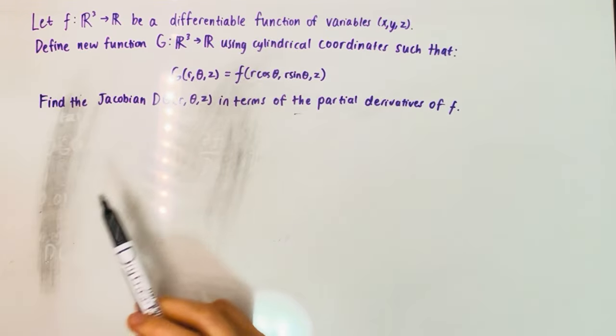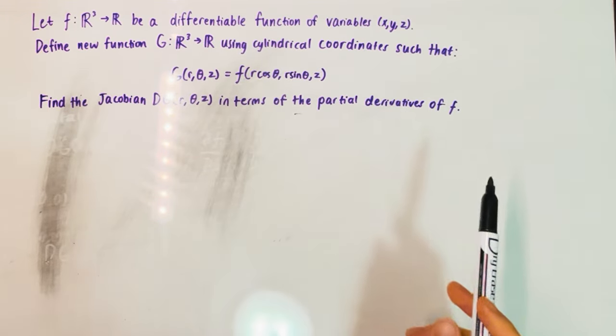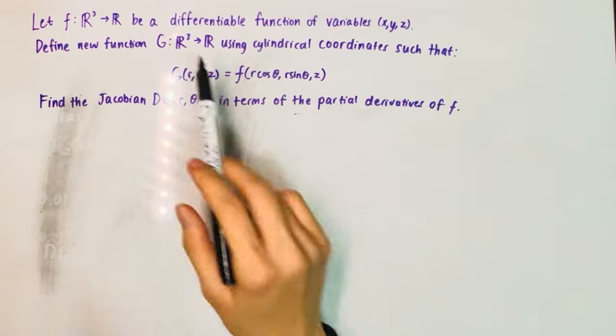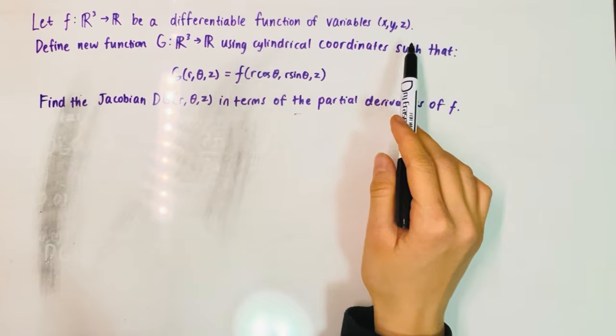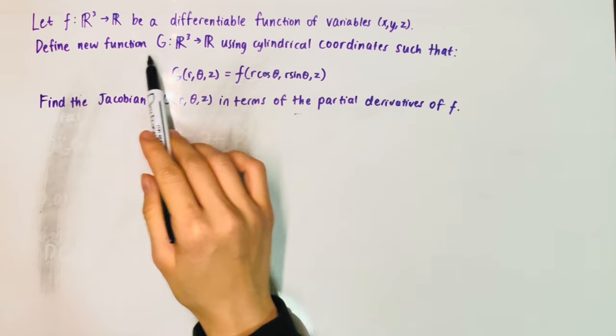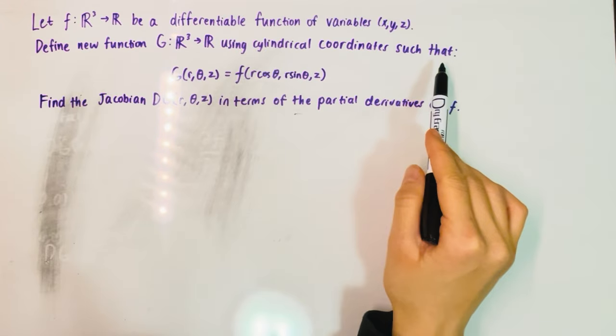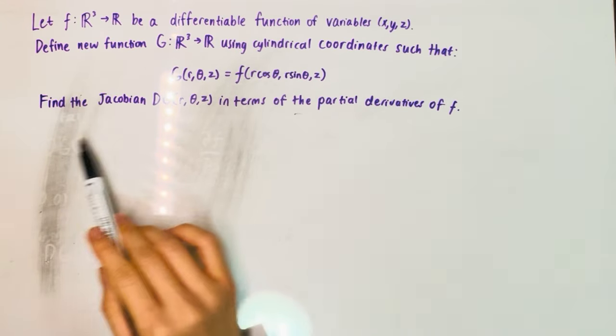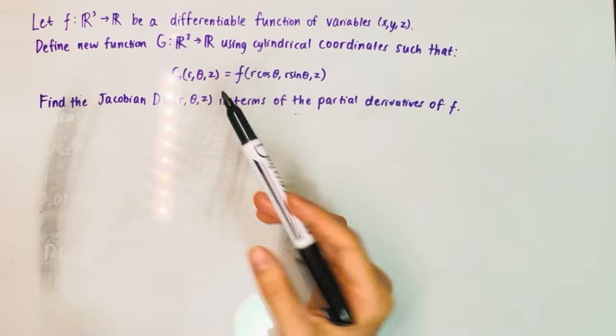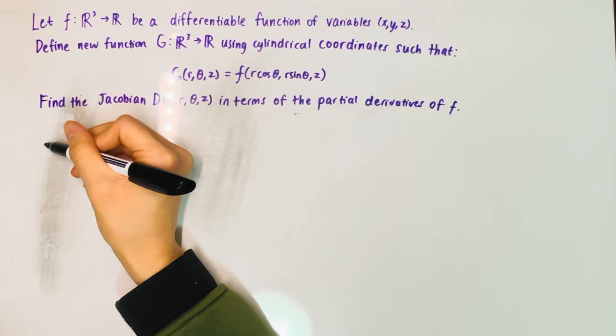Alright, so today we're going to look at an application of the multivariable chain rule. Let f be a differentiable function of variables x, y, and z. Define a new function g using cylindrical coordinates such that g is equal to this. And now let's find the Jacobian.